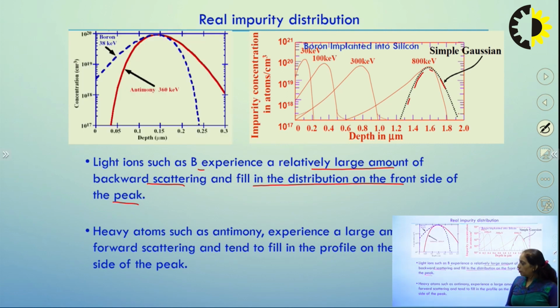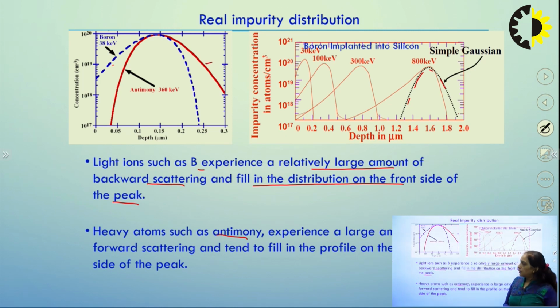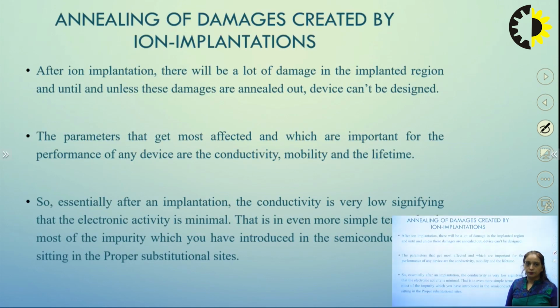And antimony is a very heavy atom, and we need much more energy to implant it, so we are going to have this kind of graph for antimony. This is for the boron, and this is for the antimony, right? So in the case of antimony, your backscattering will be less.